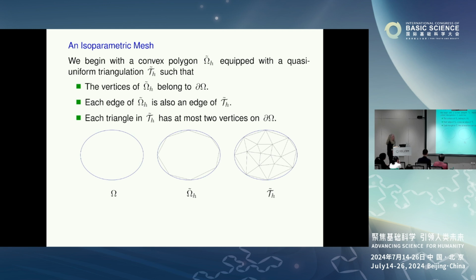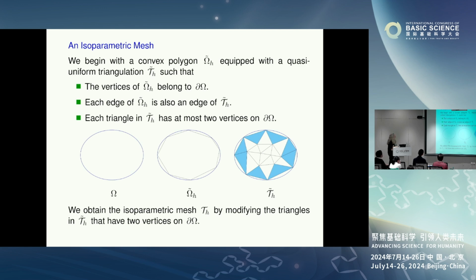So we begin with a convex polygon omega h tilde that approximates omega. Then we put a triangulation Th tilde on omega h tilde such that these 3 conditions are satisfied. We want that the vertices of omega h tilde belong to the boundary of omega. Each edge of omega h tilde is also an edge of Th tilde. And each triangle in Th tilde has at most 2 vertices on the boundary of omega. We can obtain the isoparametric mesh Th by modifying the triangles in Th tilde that have two vertices on the boundary of omega.